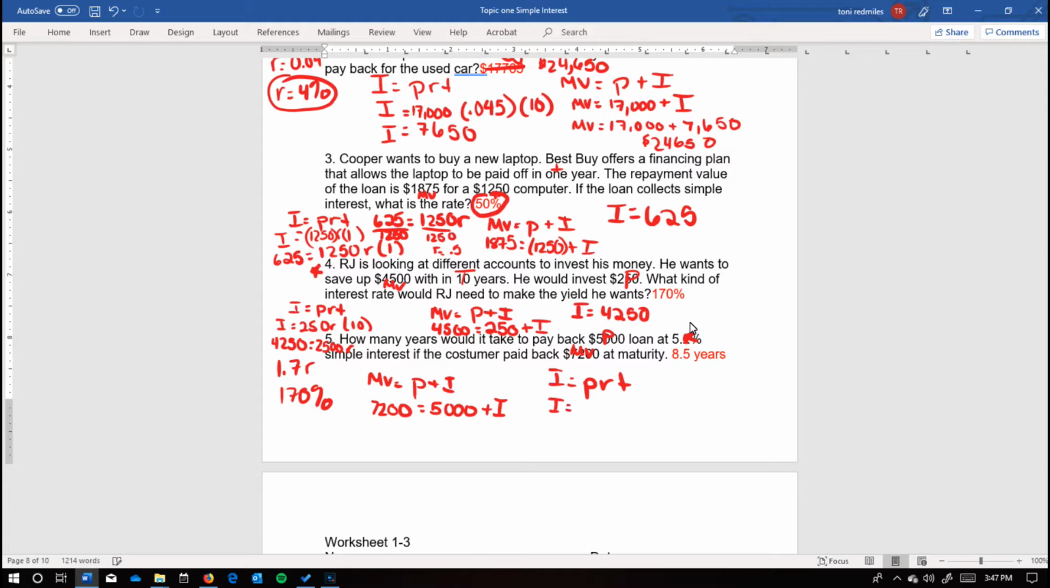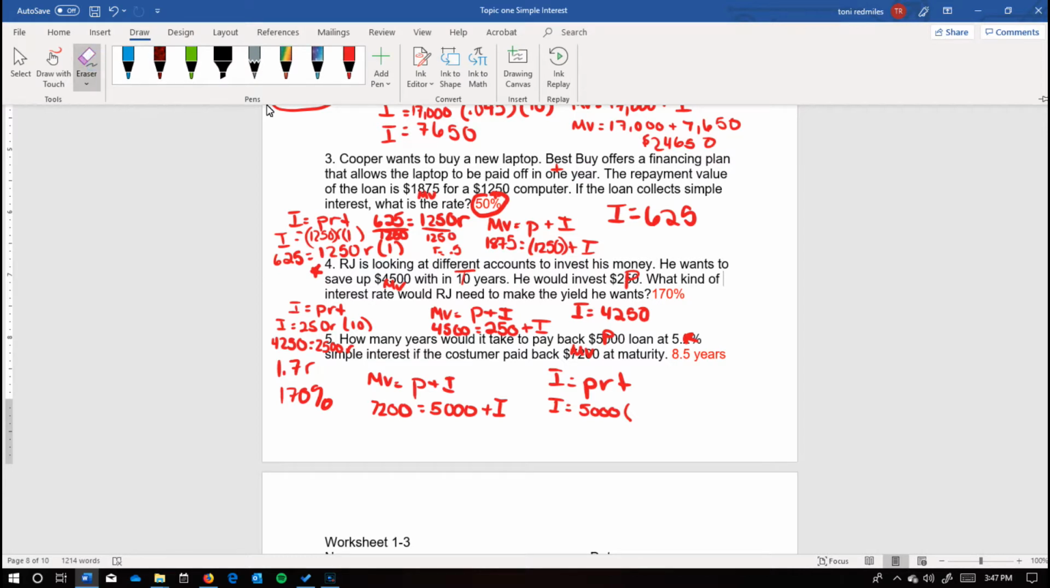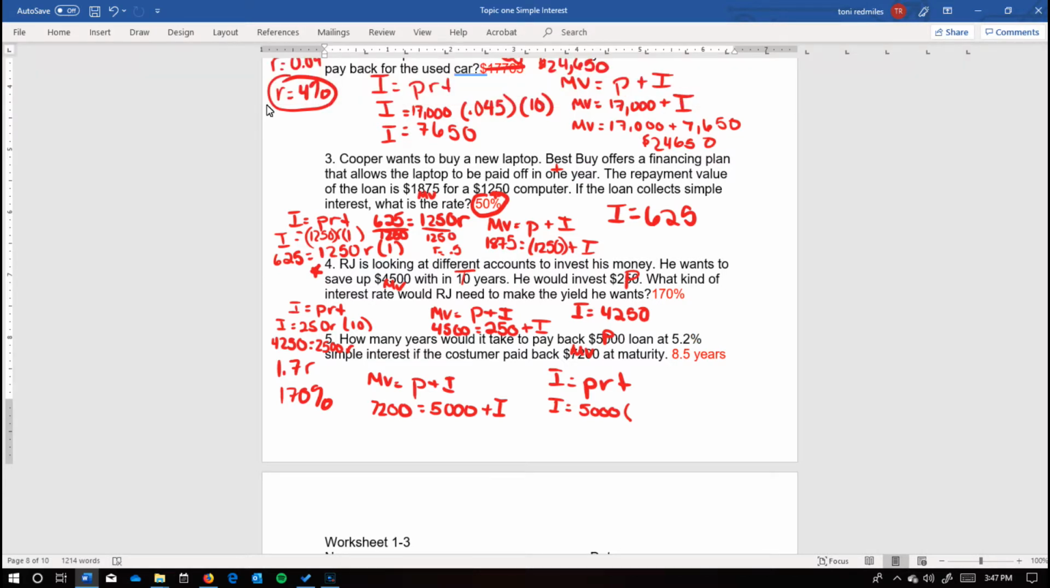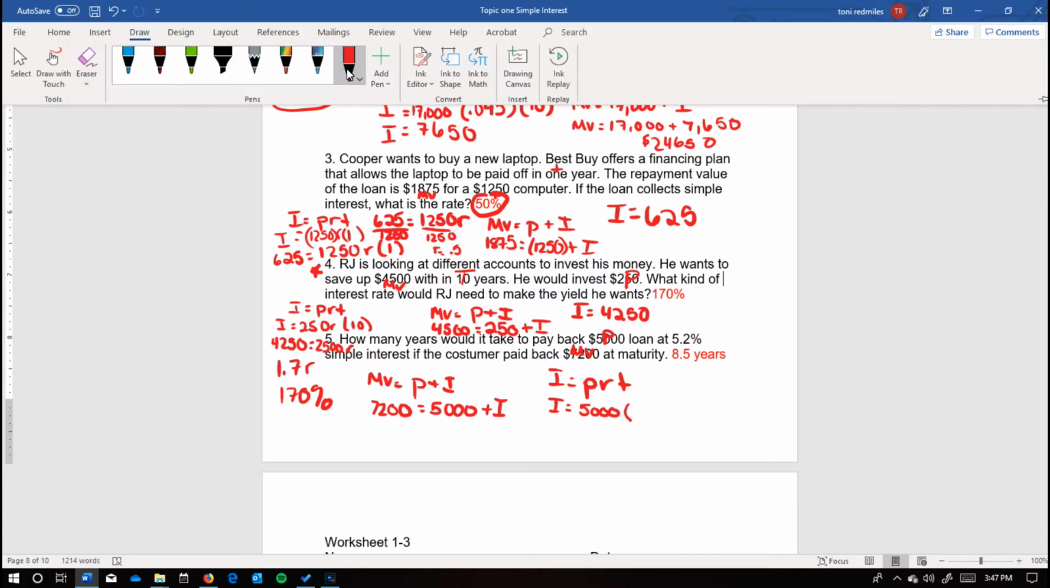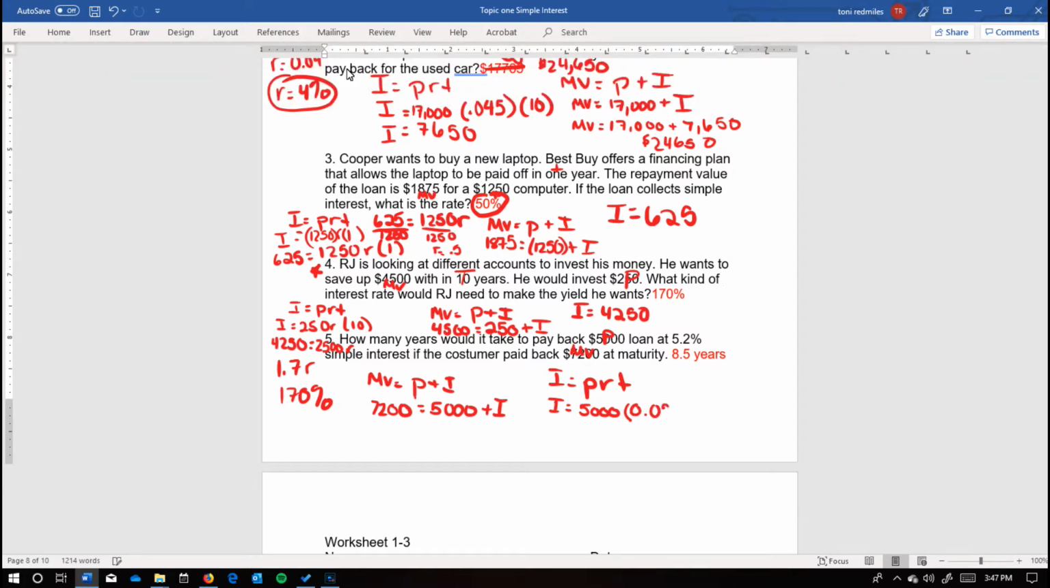I do know my principal is 5,000. I do know my R. Let me move that symbol because I've already lost what that was originally. 5.2, which would be 0.052. And T is what I'm trying to find.